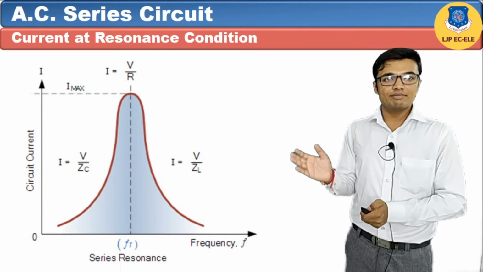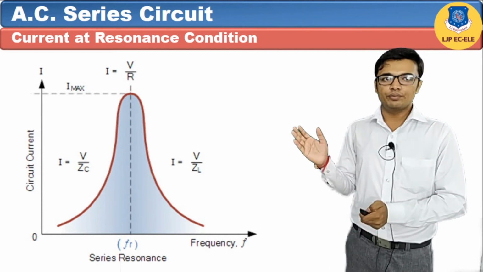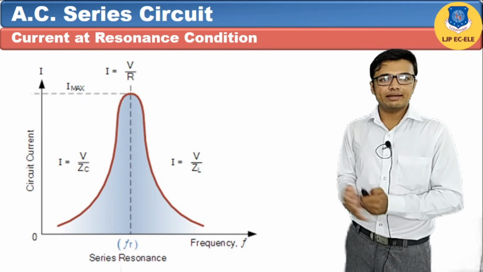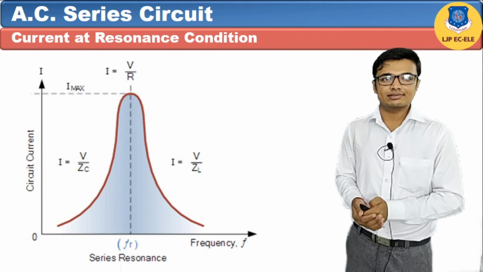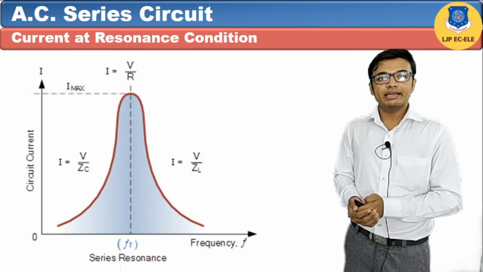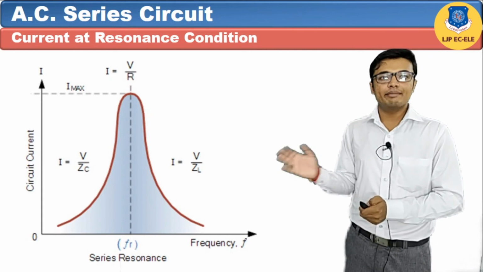So circuit impedance becomes circuit resistance. So current becomes maximum, that is I is equal to V divided by R. After the resonance frequency, inductive reactance becomes greater than capacitive reactance. Hence the circuit becomes inductive, and impedance will be very high. So we get a very minimum value of current, that is I is equal to V divided by ZL.